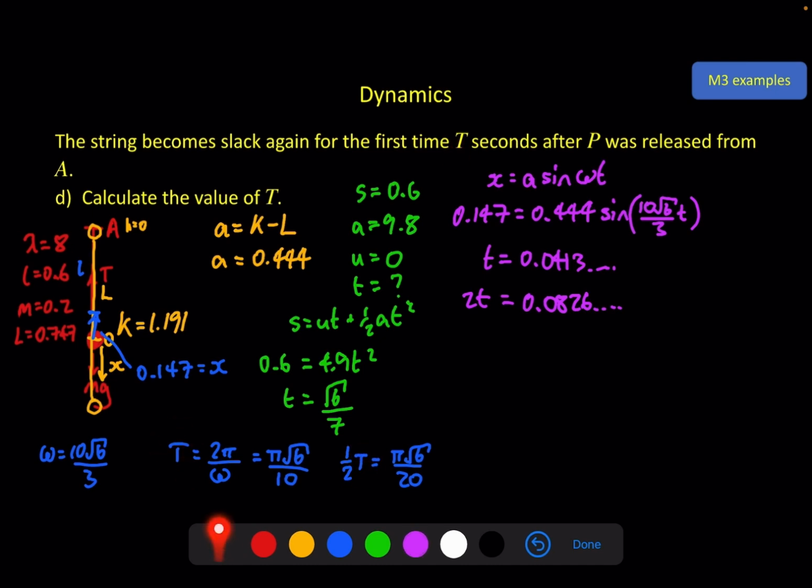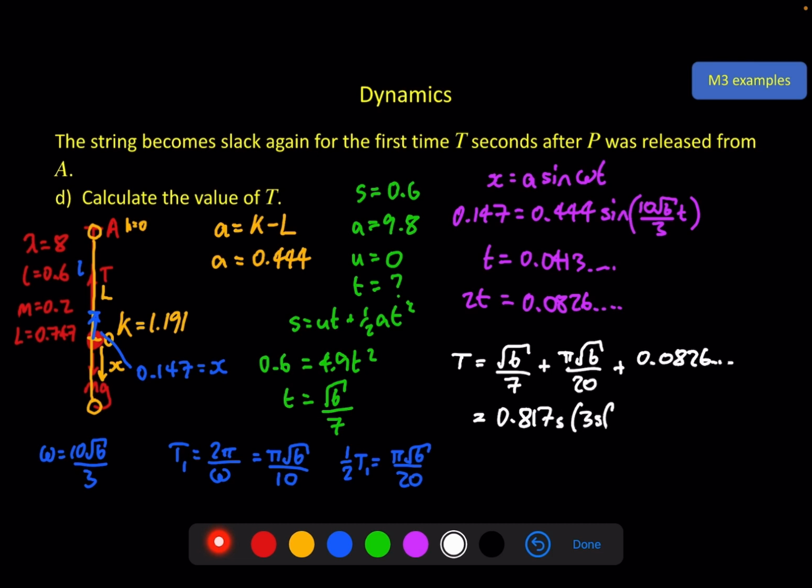So my final answer, I've just realised I've used t down here when they've used t to mean something else here. Let's just call that t1. So our final answer, t, is equal to the time it takes to fall under gravity, plus this little time here, which is one of these, plus half of the full oscillation, which is this, plus another one of these little times here. So that's half of T, which is pi root 6 over 20, plus 2 lots of little t, 0.0826 dot dot dot. And all of that together gives me 0.817 seconds to 3 significant figures.